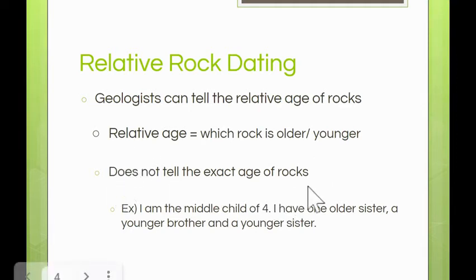This is not going to tell us the exact age of the rocks, guys. I'm not going to be able to look at a rock layer and say, hey, this is 5 million years old. That's not what this kind of practice is for. This is just to help us put things in order from oldest to youngest. For example, think like I'm the middle child of 4. I have one older sister, a younger brother, and a younger sister. You don't know the exact ages, but you can put them in order from who is the oldest to who is the youngest just by that statement.